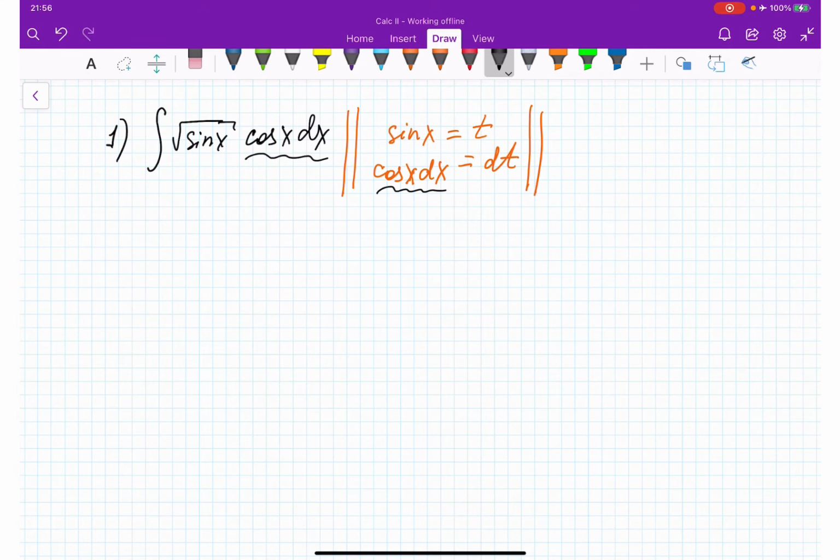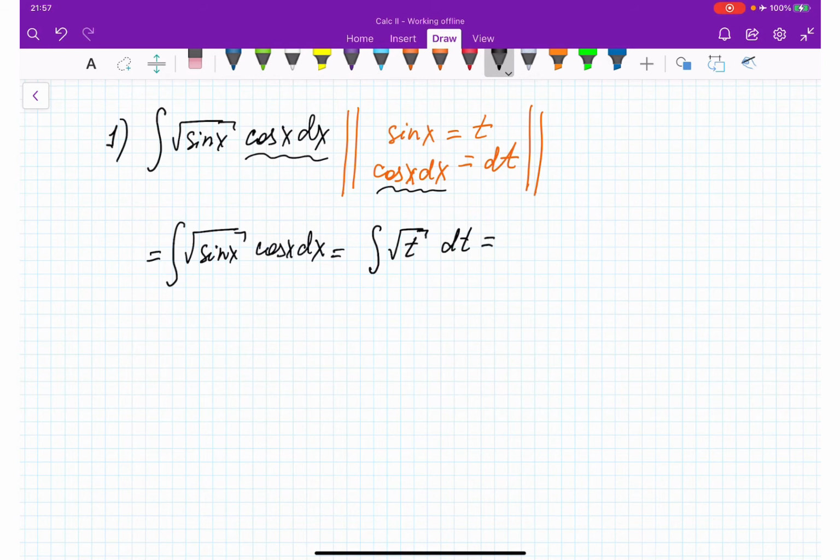So from here, the integral of square root of sine x cosine x dx equals the integral of square root of t dt. Yes? The entire cosine x dx I replaced with dt.